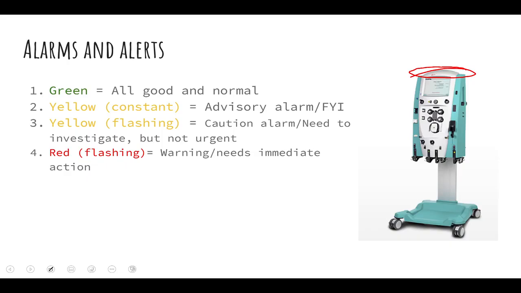Now, if you're looking at a constant yellow light at the very top of your machine, that is just an FYI. That's just the machine giving you information. Nothing you need to take action on. Now, if that yellow light is flashing, it's different. That is more of a caution alarm, not urgent, but you'll definitely need to investigate and take action. And obviously, if you have a red flashing light, that's a warning, and it's usually something pretty serious, and you need to attend to it as fast as possible.